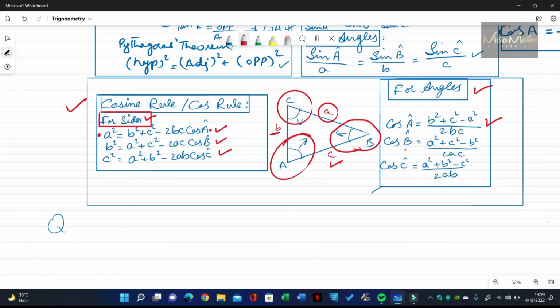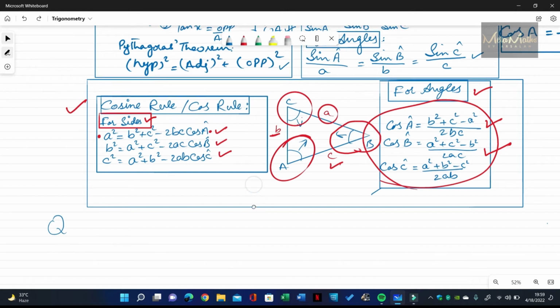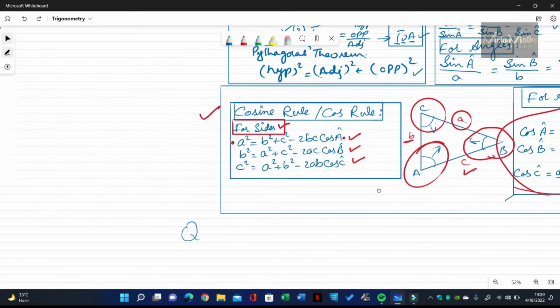On this side we have angles. A, B and C are the angles, while on this side we have sides. So whenever all 3 sides are given and you need to find one angle, you will go for cos rule and you will apply one of these formulas according to the situation given. Okay, right. So these are the formulas which we are going to use in our questions. I have selected some questions.